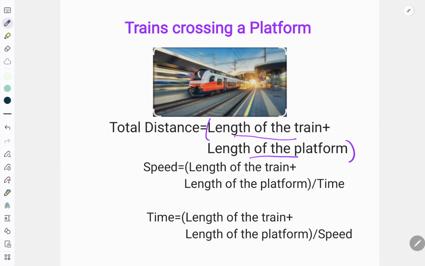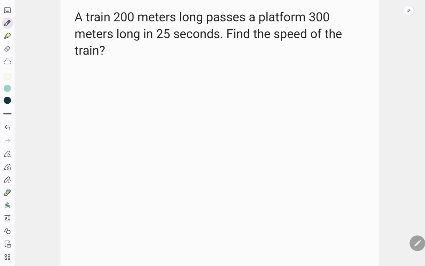Okay, let's go to the problem one by one. So first problem, a train 200 meters long passes a platform 300 meters long in 25 seconds. Find the speed of the train, right? So first given data: a train 200 meters long. So train length equal to 200 meters, right? And next platform is 300 meters.